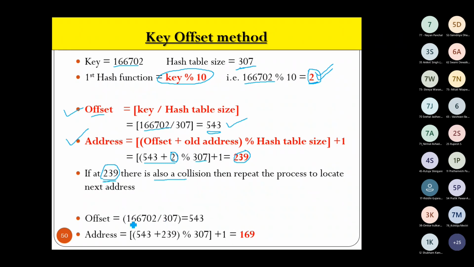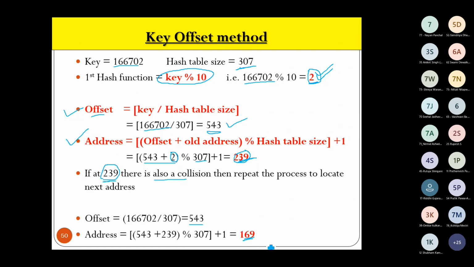Okay. So let us find out the offset. Offset will be the same one, because the values for the offset calculation do not change. Key divided by size will be the same. For the same key we are trying to find out the location. So key divided by size will be 543. That is the offset. Address is equal to offset plus old address. The old address where the collision occurred, what was that? 239. So we took that address, added both, mod 7 plus 1 will be this one, 169.